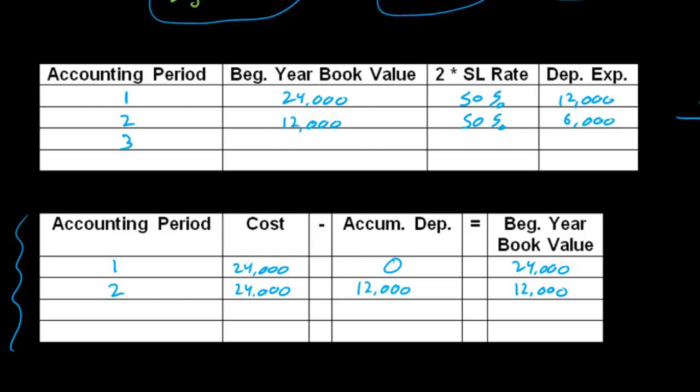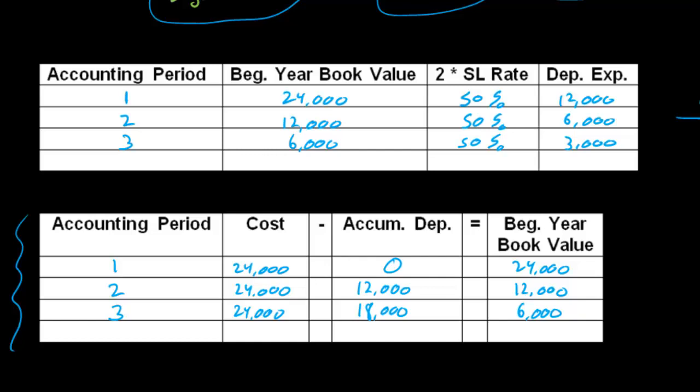And then for year three, we need to figure out the beginning of the year book value. And so we know our cost is still $24,000. Our accumulated depreciation at the beginning of year two is 12, but then in year two we added an additional 6, so now it's 18, making our book value $6,000. Just cost minus accumulated depreciation. Okay, so my beginning of the year book value is $6,000. Twice the straight line rate, still 50%. And so my depreciation expense is $3,000. Okay, so based on the formula, it says my depreciation expense in year three is $3,000.